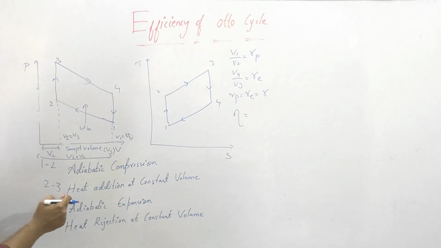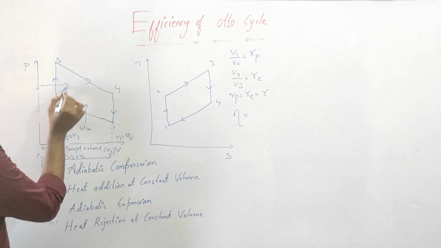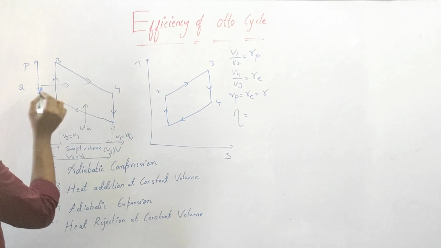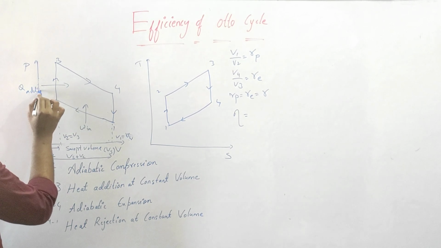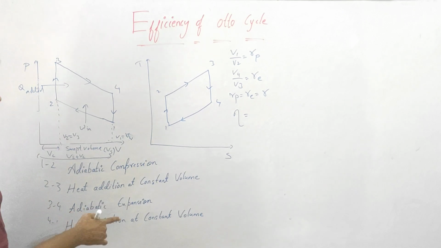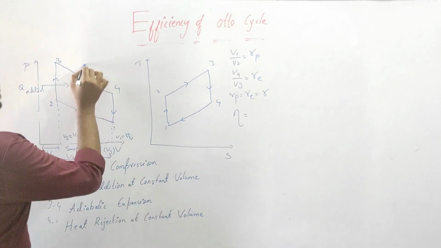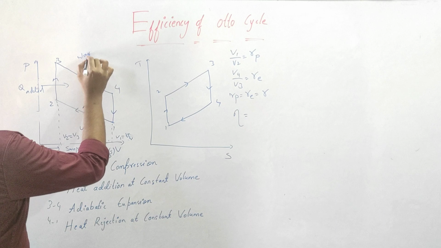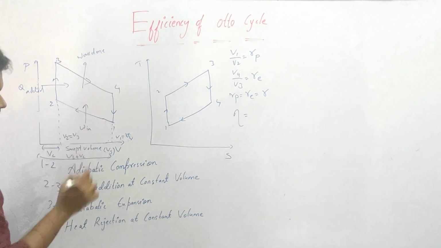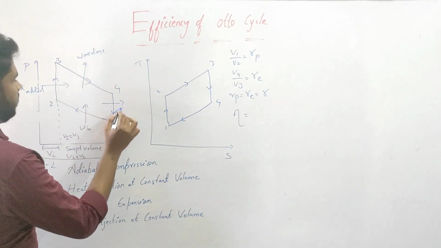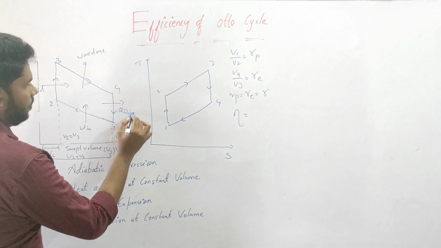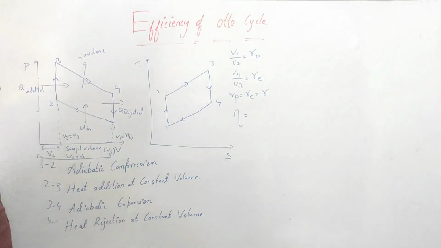Now heat addition. In the 2 to 3 process, we are supplying heat, so I can write heat added. 3 to 4 is adiabatic expansion. Expansion means the work done in the 3 to 4 process. And for heat rejection, it is heat rejected. So these are the 4 basic processes in the Otto cycle.